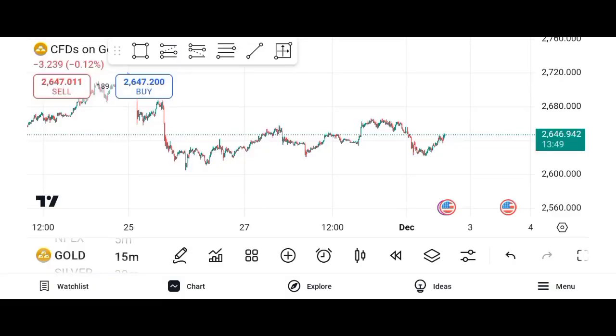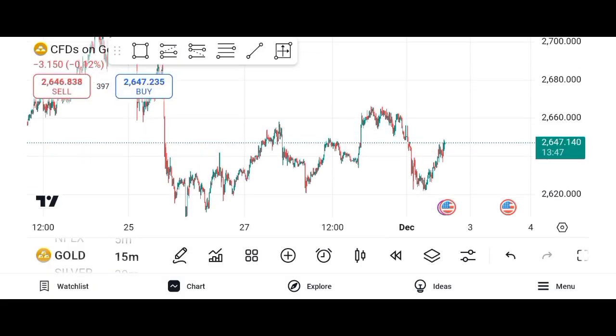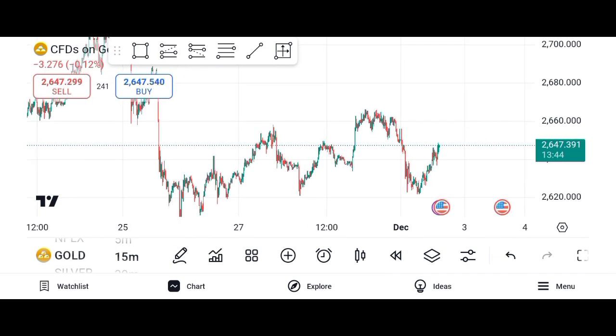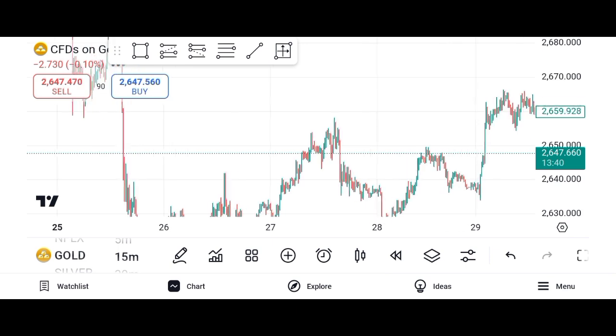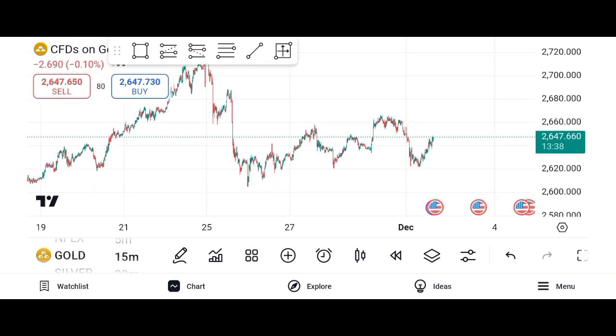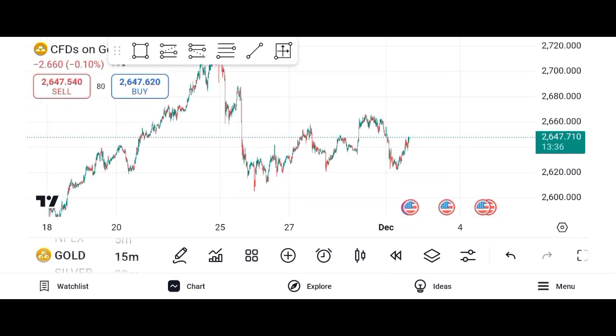And with that said, we are going to be going right to my screen. For the sake of this tutorial we'll be using XAU USD, which is gold. Gold is a very volatile pair, but we are going to be using it in this video to show you guys all these things.